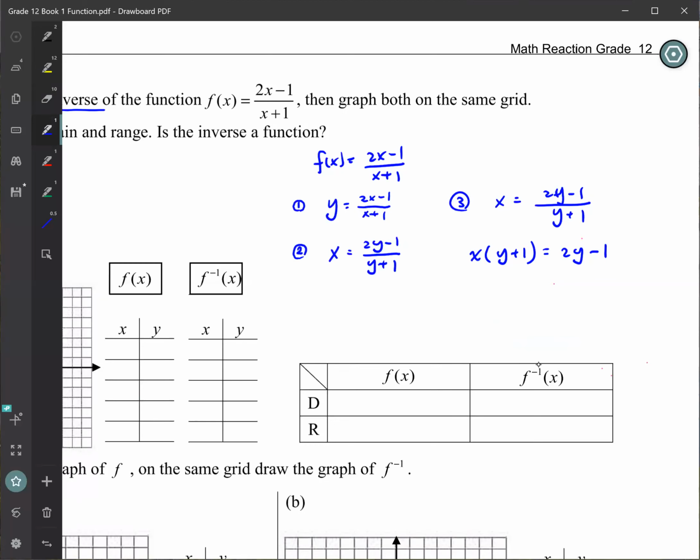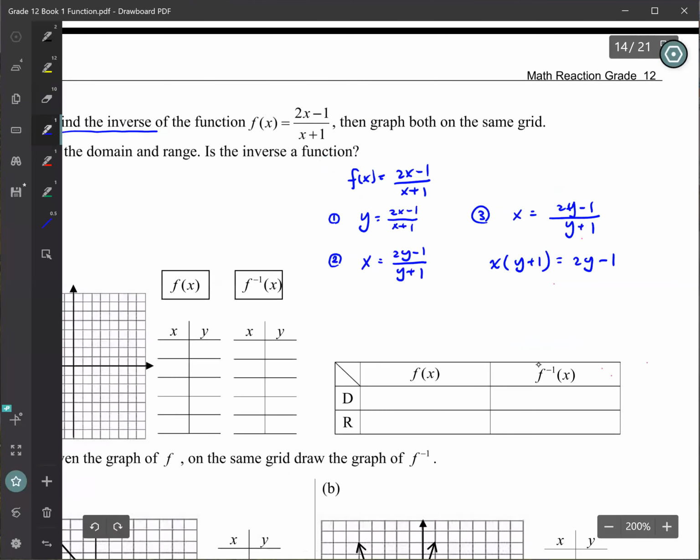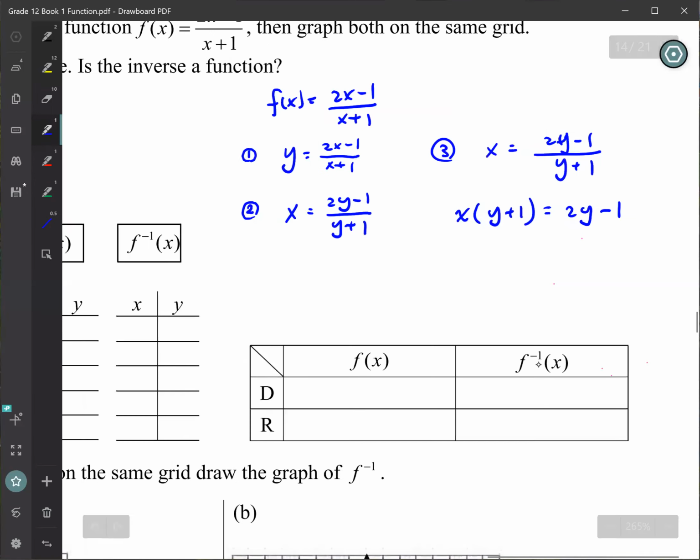Anyone else? Did anybody do something different? Come on, you guys got to help me. Somebody should have done something more, right? What else can we do next? Any guess? What should we do? You can multiply. Multiply in. Okay, so what do I need to write? xy plus x equals 2y minus 1.